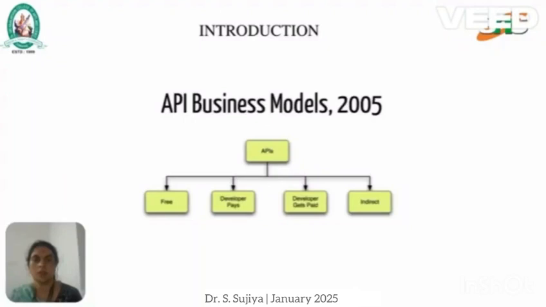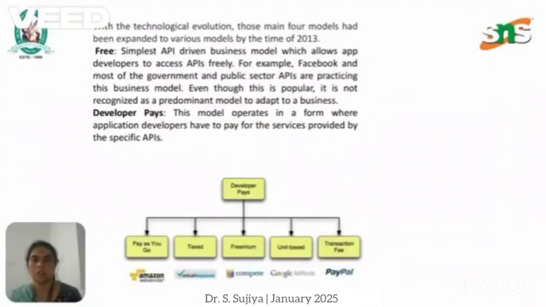So the API model is basically divided into free, developers pay, developer get paid, and finally indirect. With technology evolution, these main four models have been expanded into various models since 2013. First, we go with the free.